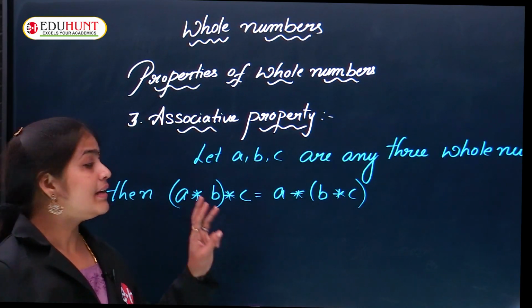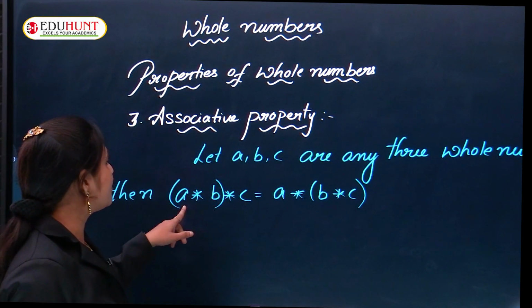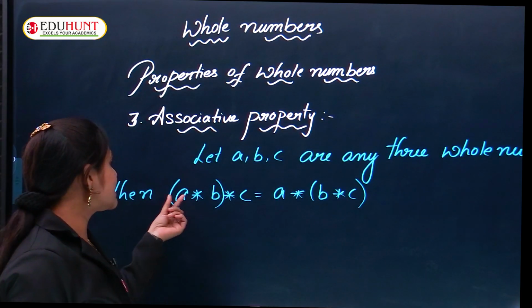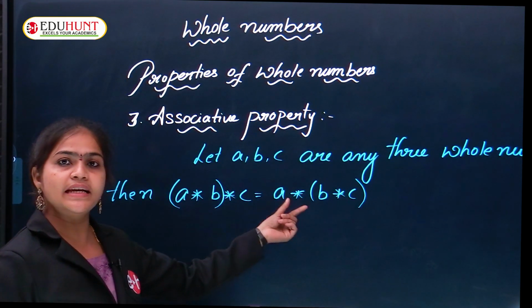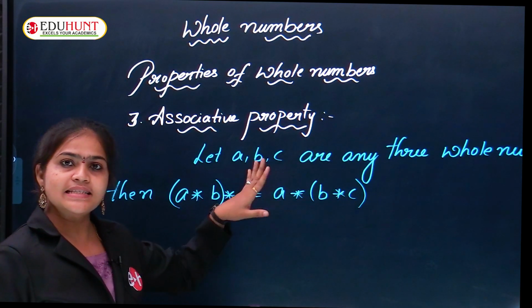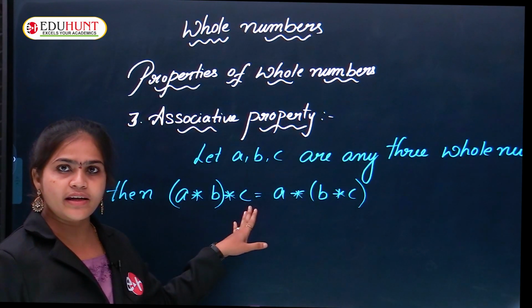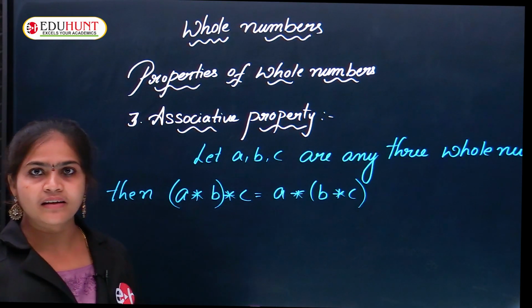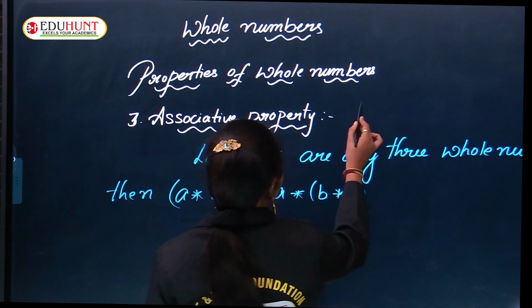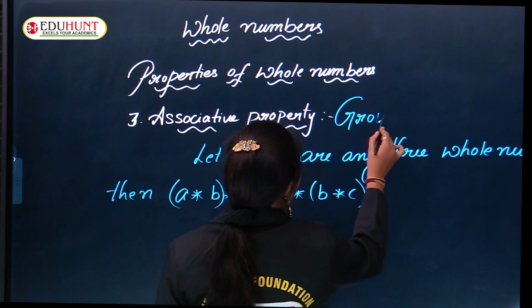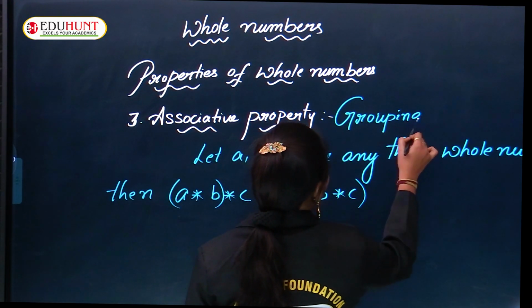Understood? Here we have to take 3 numbers, and the condition is (A star B) star C equals A star (B star C). Here there is no change in the order, but there is a change in the grouping. That's why we call this property the grouping property.